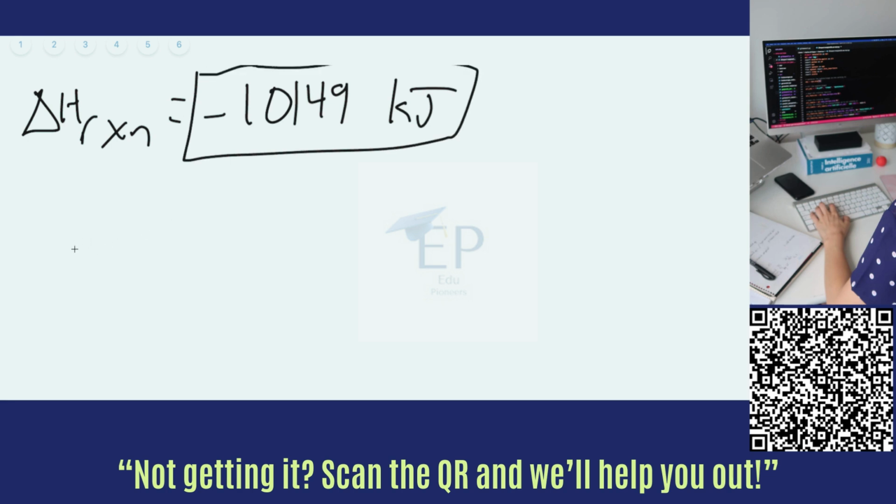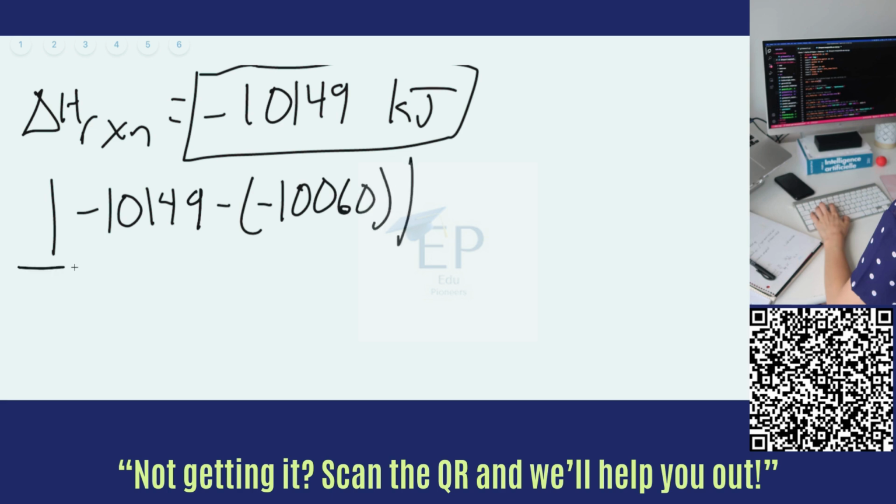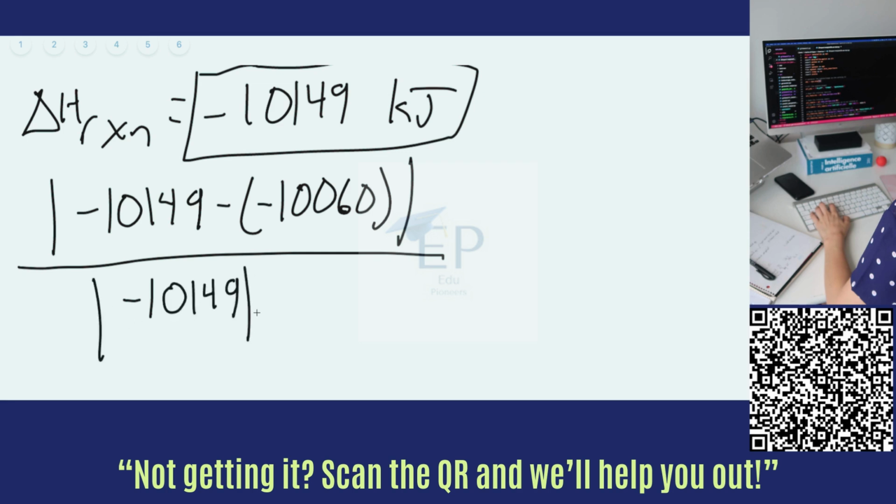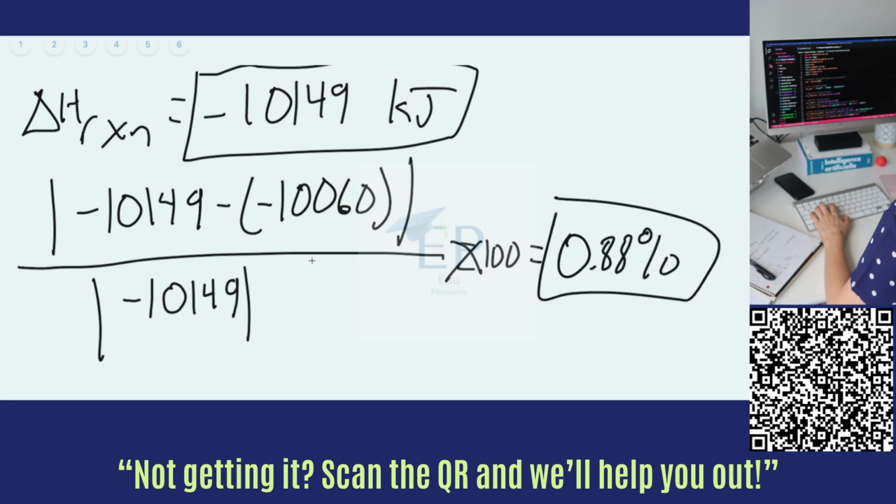And so in order to find the percent difference, we take the absolute value of one of our answers and subtract the other one, and then divide by the original. We do absolute value here just so that we get a positive percent, and then we multiply by 100, but that gives us 0.88% difference. So there isn't that large of a difference here at all.